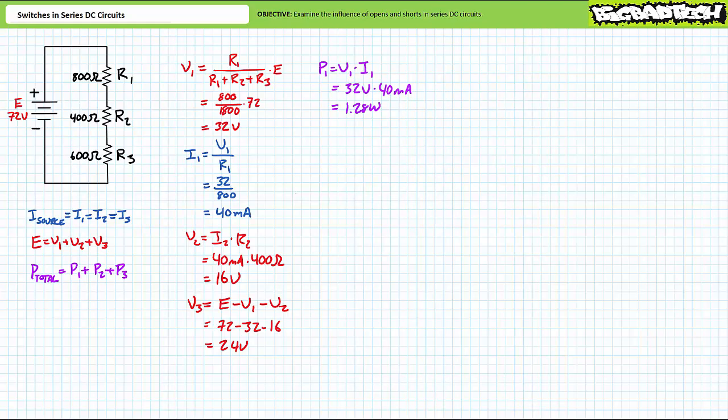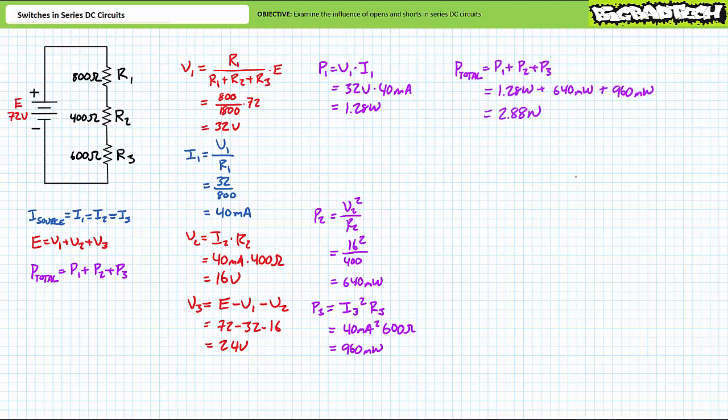Power is equal to voltage times current. P1 is equal to V1 times I1. Substituting in given values demonstrates R1 dissipates 1.28 watts of power. P2 equals V2 squared divided by R2. Substituting in our given values demonstrates resistor 2 dissipates 640 milliwatts of power. P3 equals I3 squared times R3. Substituting in our given values demonstrates resistor 3 dissipates 960 milliwatts of power.